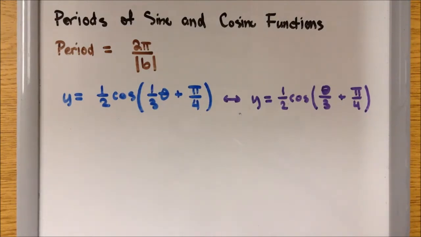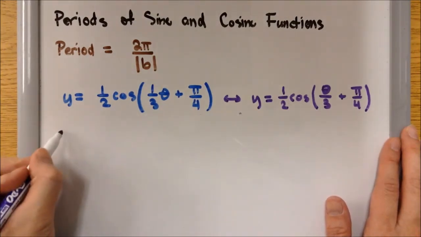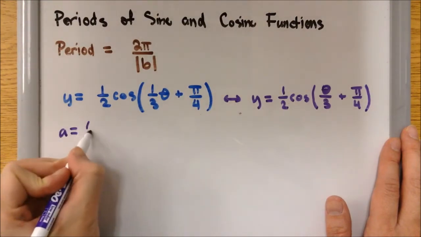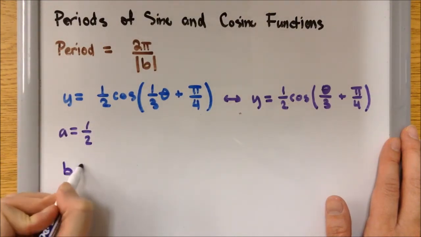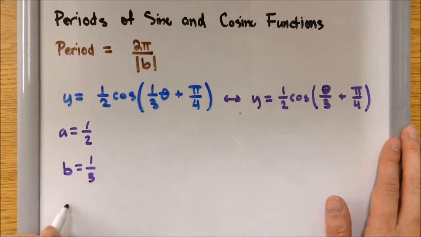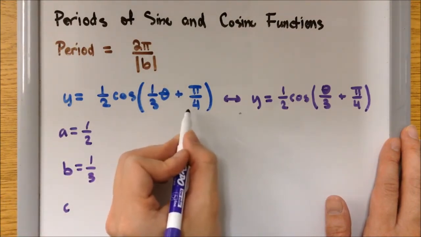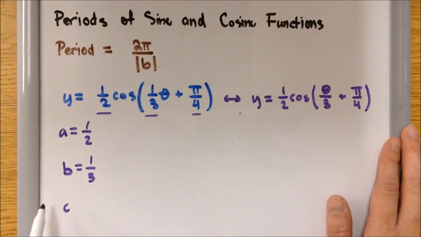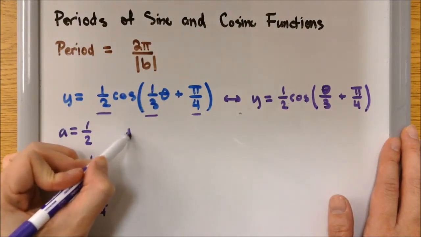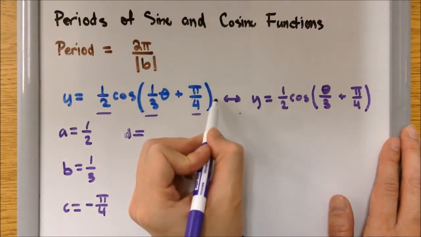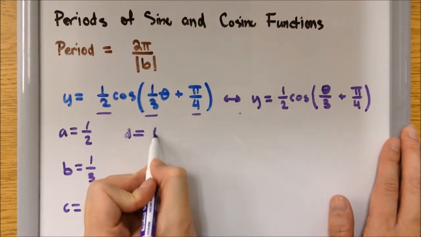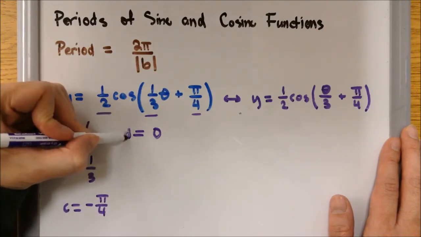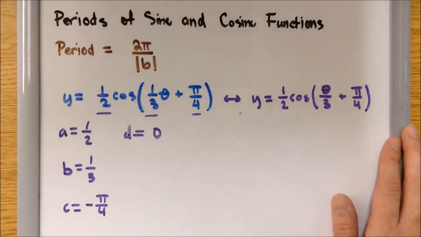Alright, as usual, we're going to identify our A, B, C, D. So A is 1/2, B is 1/3, C, remember, is always the opposite of this. So let me underline this, A, B, C. So since it's positive, or I mean plus pi over 4, it's going to be negative pi over 4. And then for D, there's no number after the parenthesis, so I can just put 0, or you could put none, but 0 is sufficient.